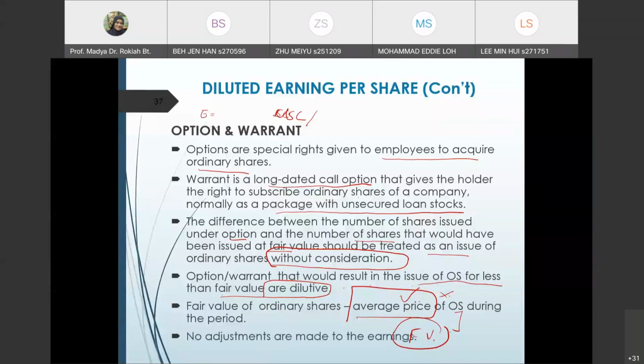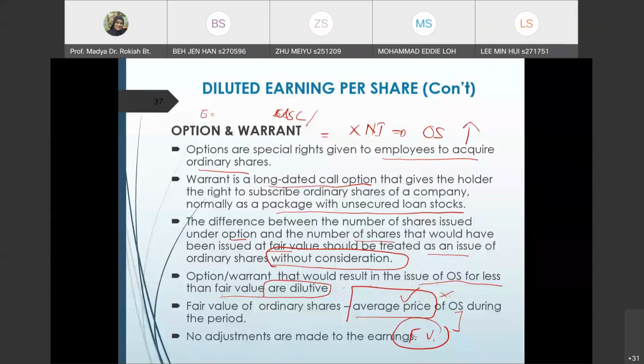For options and warrants, there is no effect to the net income, but there is an effect to the ordinary shares. Ordinary shares will be increased. Net income has no effect, because that is not related with the dividend or the interest. It only affects the ordinary shares. The number of ordinary shares is going to be increased.